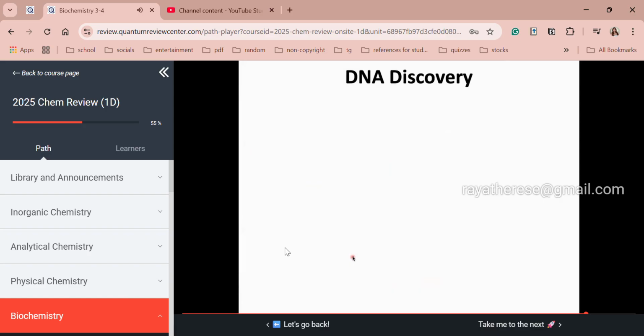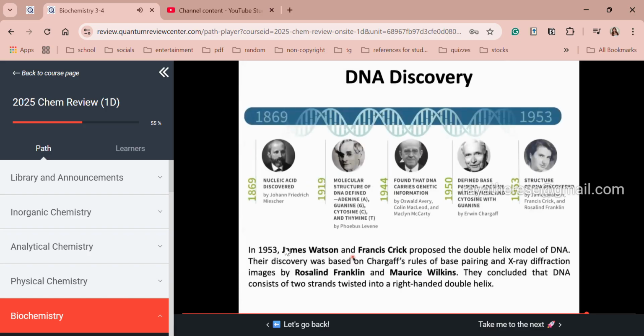Alright, so our next topic is on the history of DNA discovery, which is actually quite controversial. Okay, so let's just read the statement. In 1953, James Watson and Crick proposed the double helix model of DNA. Their discovery was based on Chargaff's rules of base pairing and X-ray diffraction images of Rosalind Franklin and Maurice Wilkins.